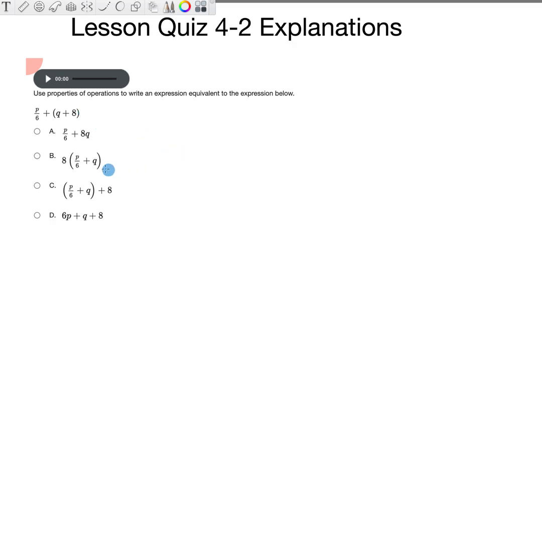And then the associative property says that I can regroup things if I desire, if that would make it easier to do. We don't know what P is or Q is, so regrouping or rearranging stuff isn't going to serve much of a purpose, but we can actually determine whether these are equivalent to it or not. So here we have a Q plus 8, and on choice A it says 8Q, but that's multiplying. This said adding, so that is not correct. This is saying that the p divided by 6 and the q are getting multiplied by an 8, but that is not what is going on in this, so that is not correct.